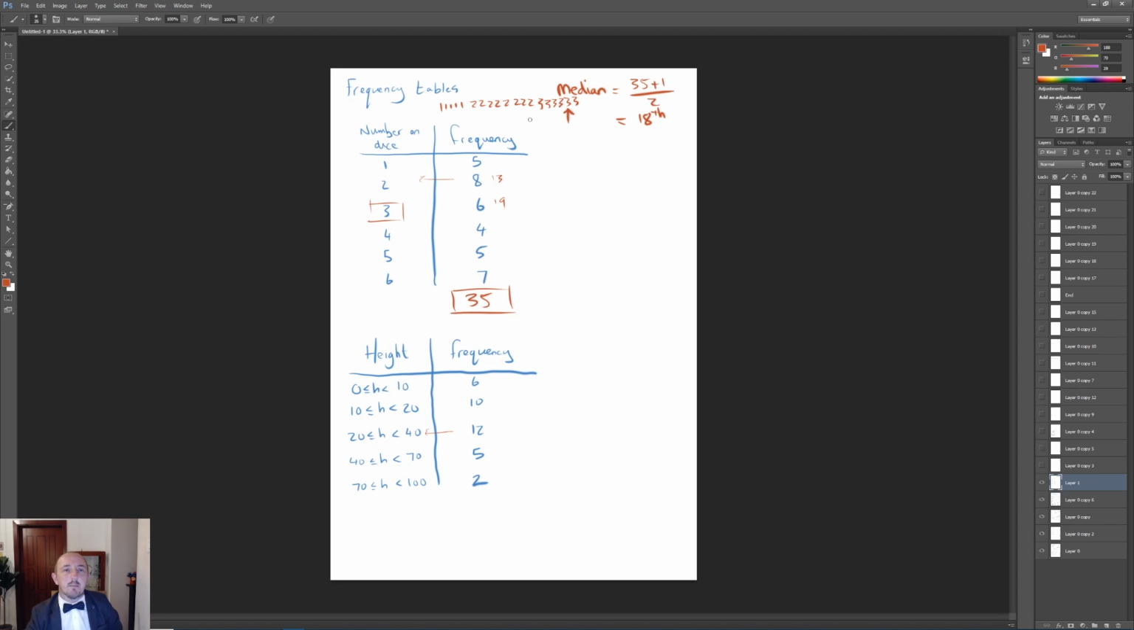If you want to find out the mean, you need another column here, which is f times x, and x is the first column.